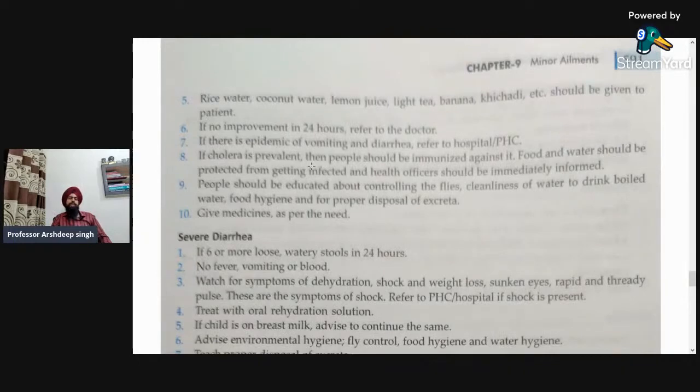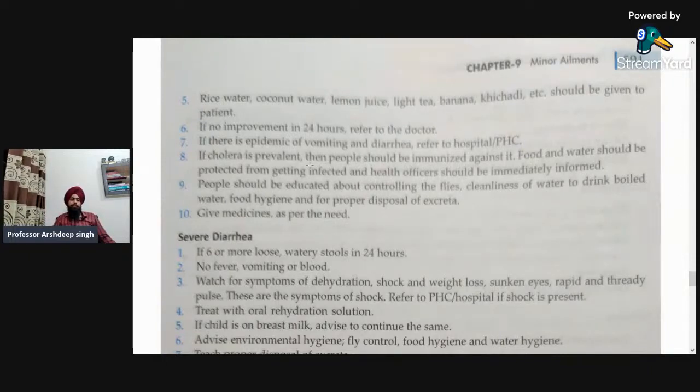Next, if cholera is prevalent, then people should be immunized against it. The condition of diarrhea may be associated with cholera. So that might also be one of the conditions that we can associate with diarrhea. The people of the community must be vaccinated with the cholera vaccine.